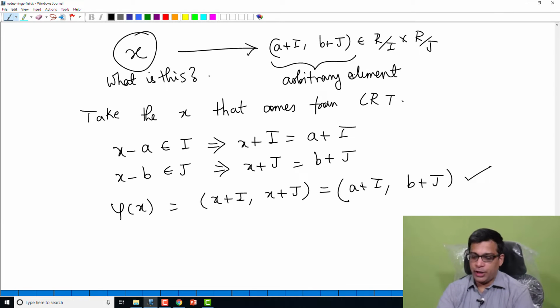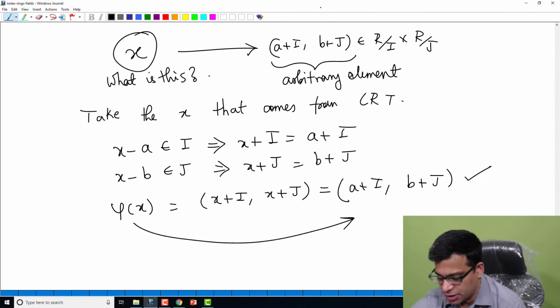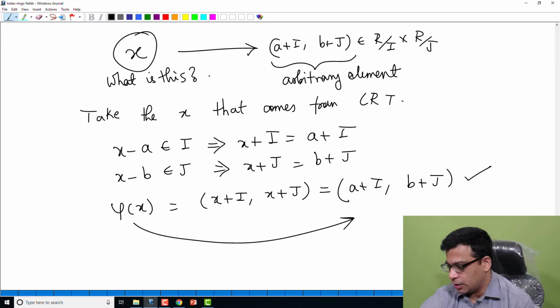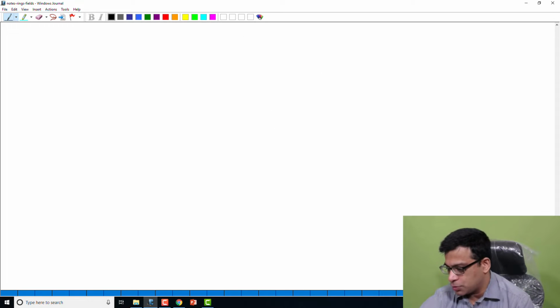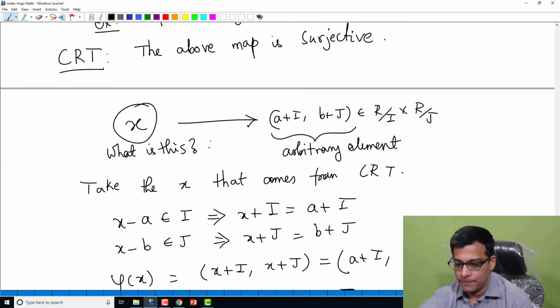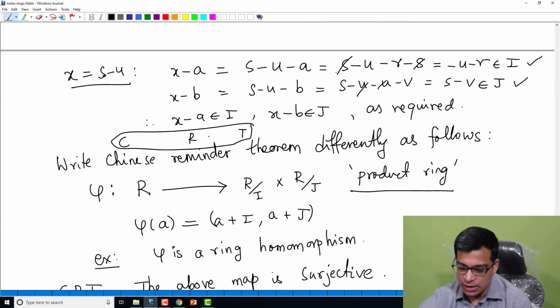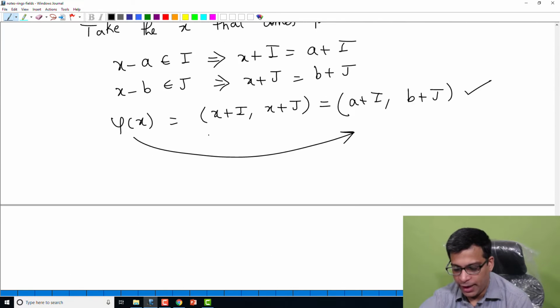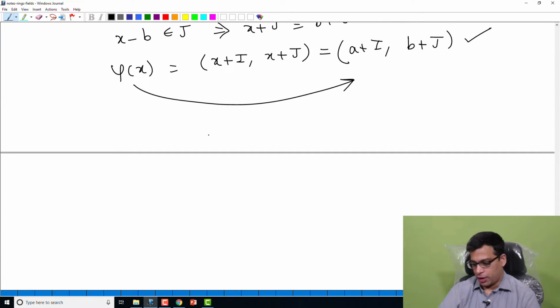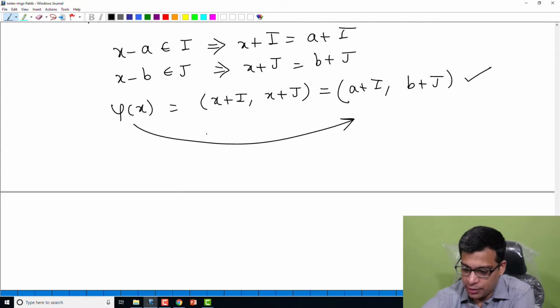Take an arbitrary element and I have shown that it has a pre-image. That means it is surjective. So, it is convenient to remember the Chinese remainder theorem as saying that if you have two ideals in a ring, I and J, whose sum is R, that is the whole point here, I plus J is R, then the natural map from R to R mod I cross R mod J is a surjective ring homomorphism.